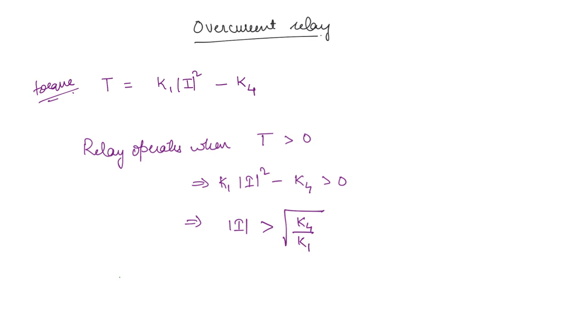This means that if the magnitude of current is equal to root over K4 by K1, beyond this value the relay is operating. So this should be the pickup value. In this way the restraining torque helps you set a pickup value. Only if the current exceeds this value will the relay operate.